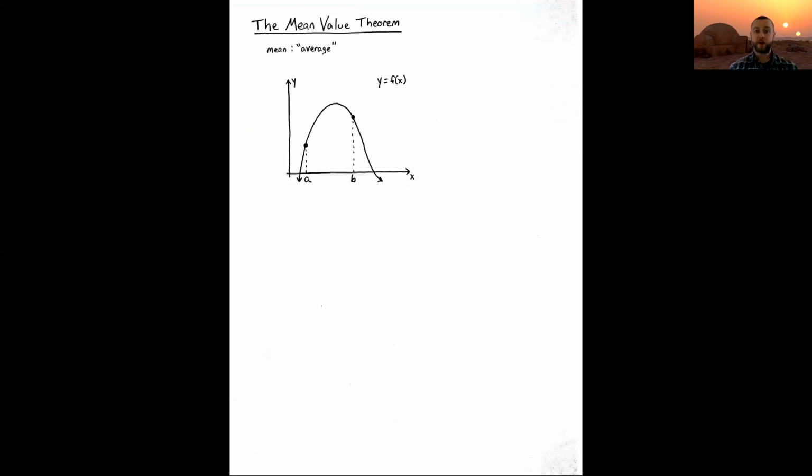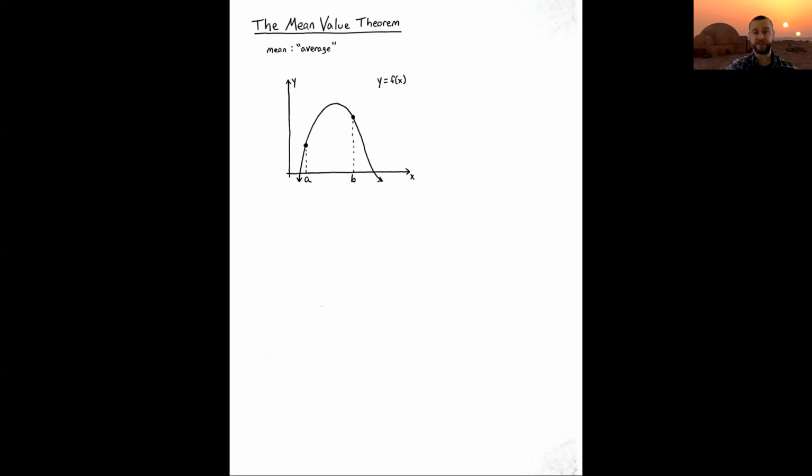All right, so before we get started, the term mean, we're going to interpret that as meaning average. Some of the interpretations we'll get to, we're going to think of maybe an average rate of change compared to an instantaneous rate of change. So keep that in mind for what we're going through.